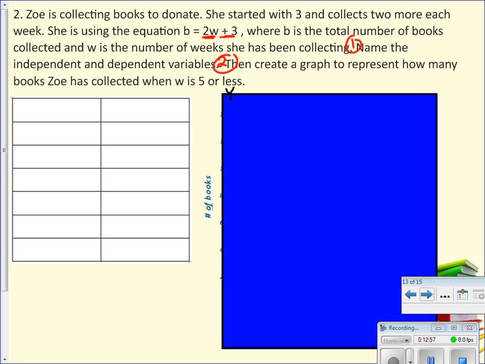So we know how to set up our table. So our first column is our independent variable. So we have number of weeks. And then number of books.